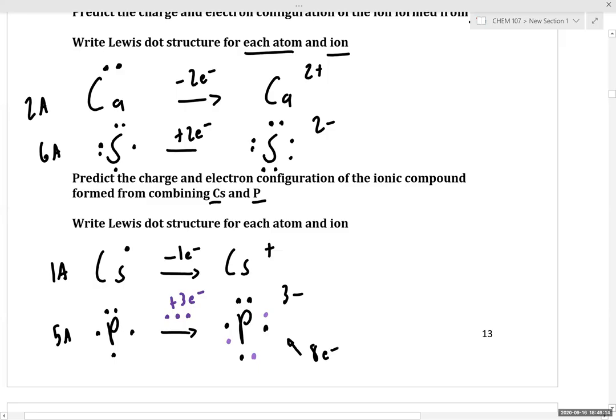Where do we get the 3, for example? So phosphorus has 5. How many do we need to add to get 8? Oh, 3. Yep, exactly right.